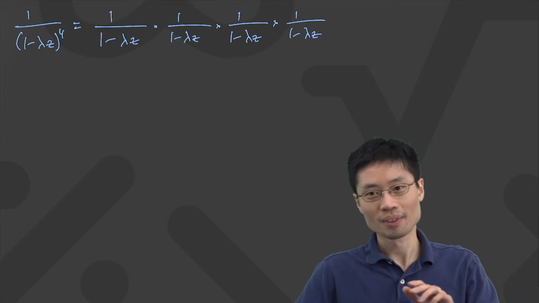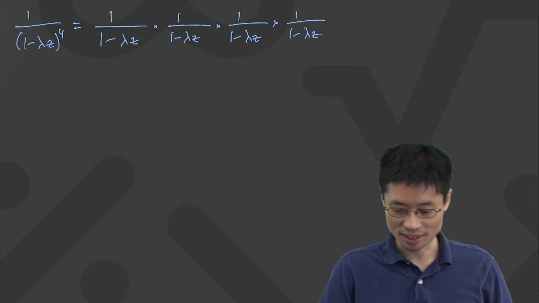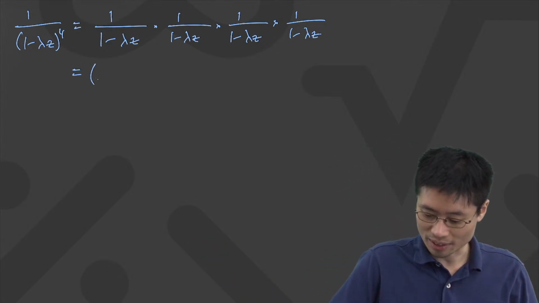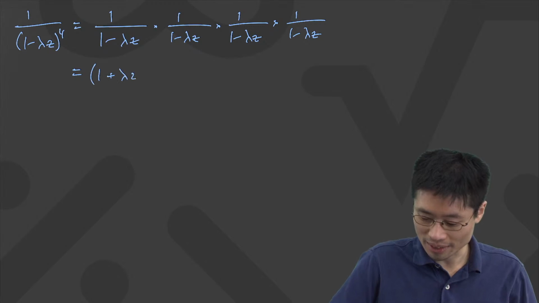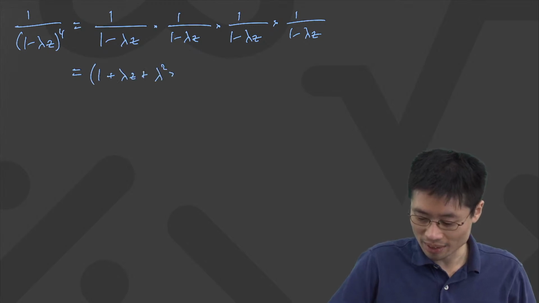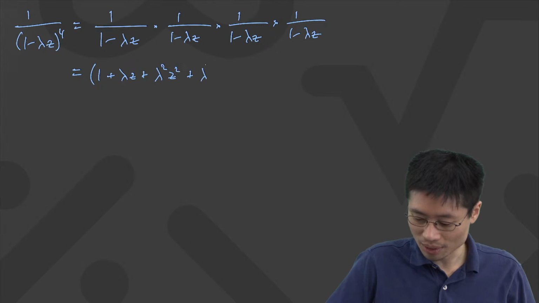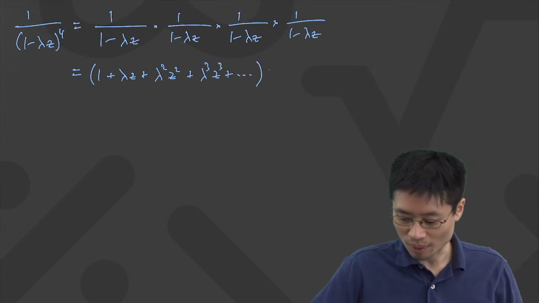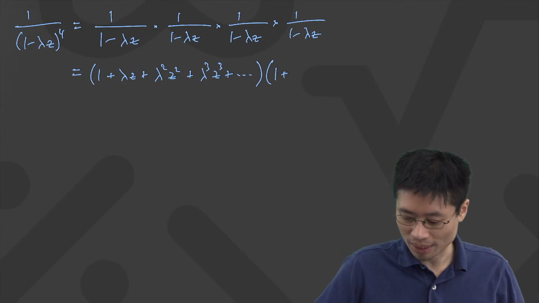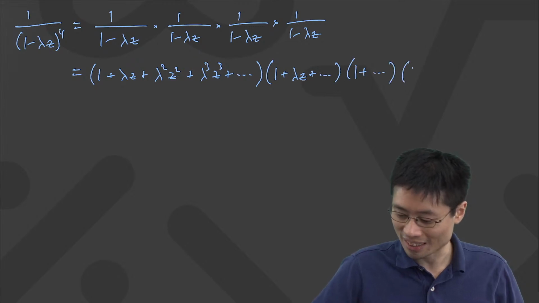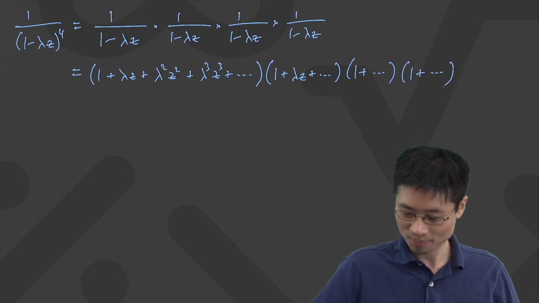That is true. Well, now each of those is an infinite geometric series. So that means it is 1 plus lambda z plus lambda squared z squared plus lambda cubed z cubed plus dot dot dot. I got 4 of them all smashed together times 1 plus lambda z plus, I'm going to write dot dot dot because they're all the same. I'm getting more lazy, so I'll say 1 plus dot dot dot, 1 plus dot dot dot.